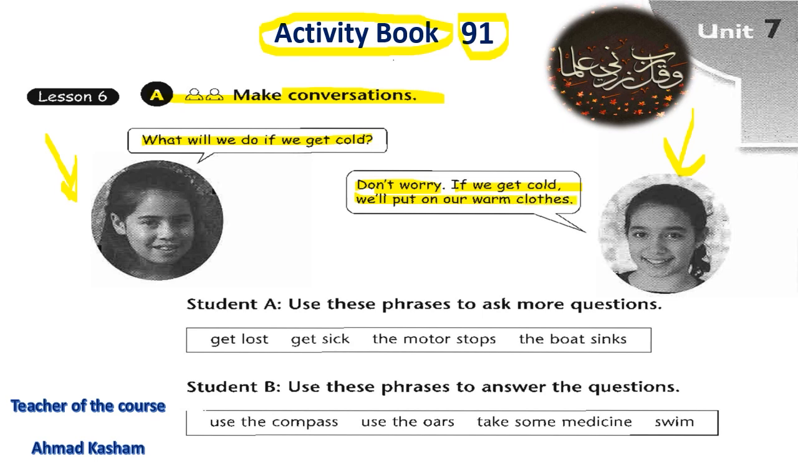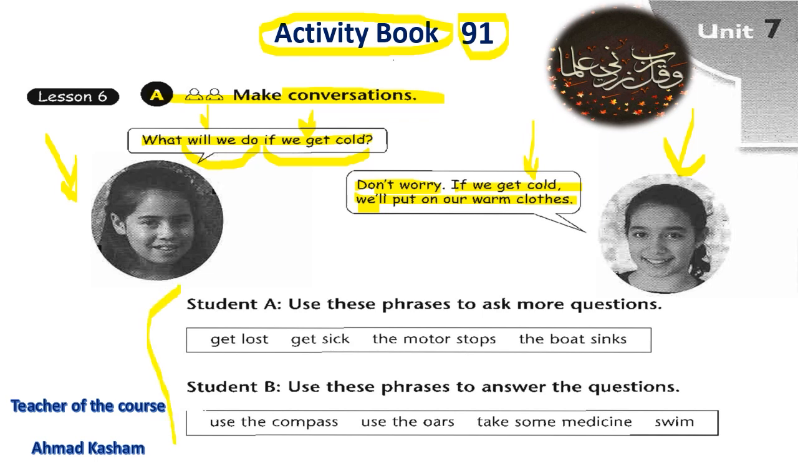As we see, my students, we are using the first conditional sentence in these conversations. Now, the first girl is asking, what will we do? Look, this is the first part of her question, and this is the second part of the first conditional sentence. Will we do? Will. And here we have present simple. Now, the second student is giving her the solution. If we get cold, this is a present simple, we will put on our warm clothes. She asks what we will do if we feel cold, and she answers, don't worry, if we feel cold we will put on our warm clothes.